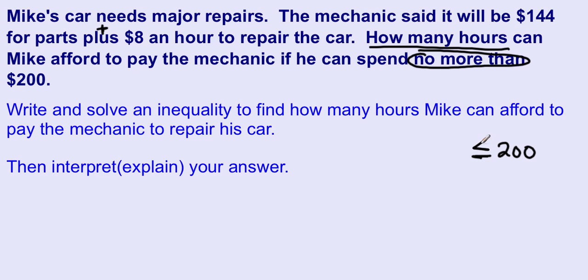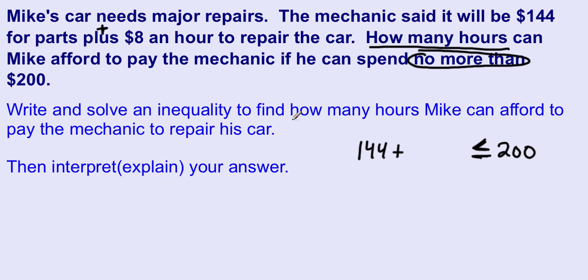So that means he has to be less than or equal to $200. So we got that part set up. Now let's figure out how we are actually going to calculate how much money he can afford, or how much money it's going to cost. Well, the mechanic said it's going to be $144 for parts. So we know he's got to pay that, plus $8 an hour to repair the car.